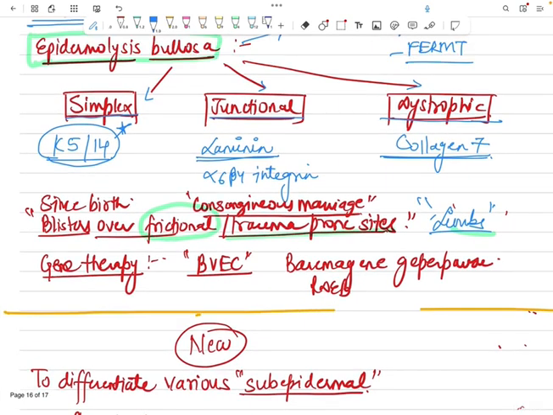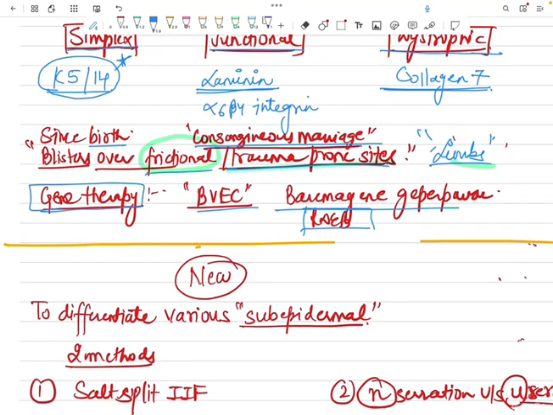Although this was my thesis topic, I can teach this for eternity, but yes, we have to stop. Since birth, born out of consanguineous marriage, a young child, blisters over the trauma-prone sites. Okay? The gene therapy approved is Beremagene geperpavec, for which EB? RDEB, if you want to know for INICET or some recent stuff, right?